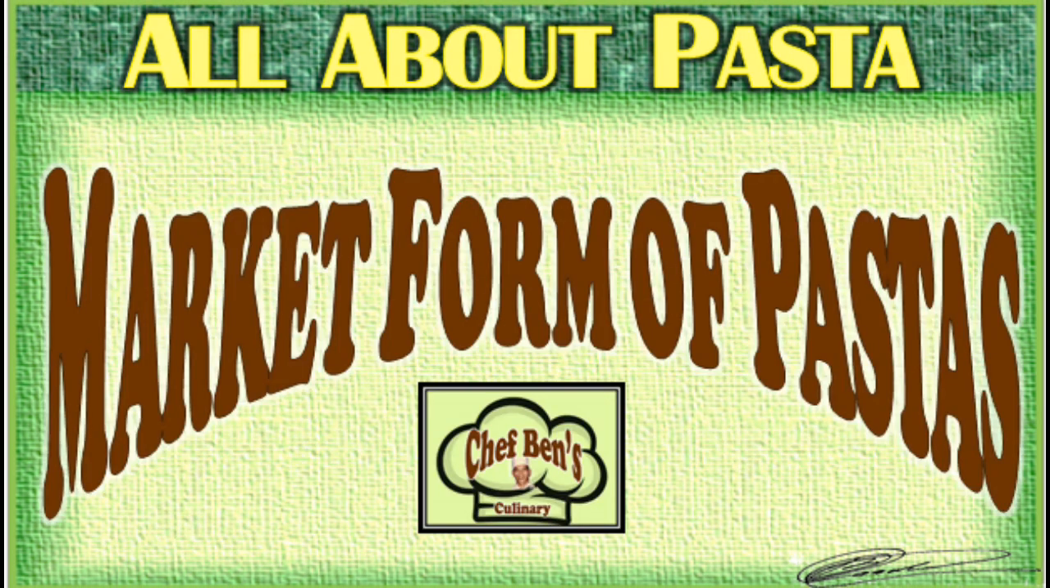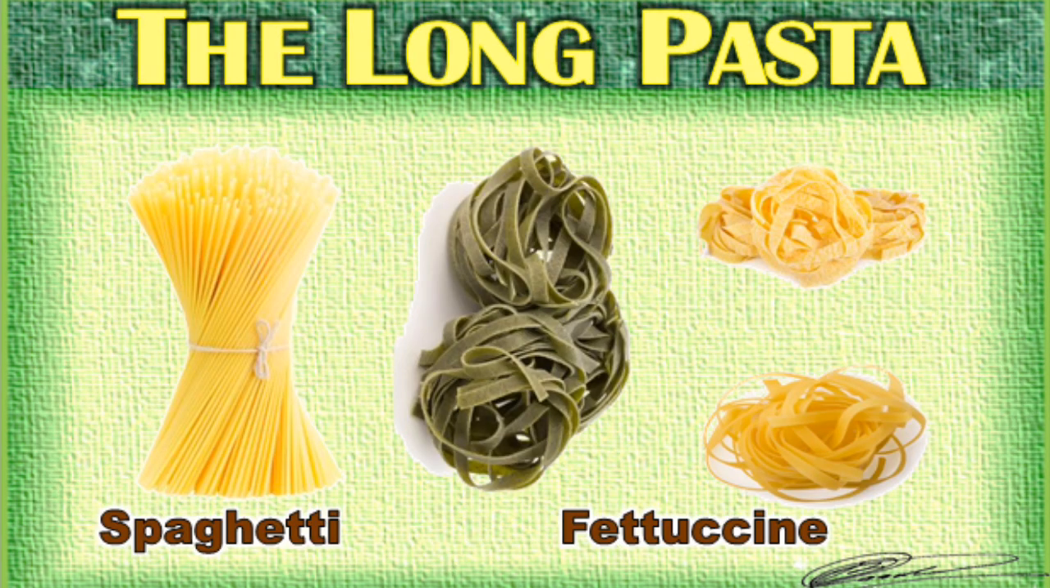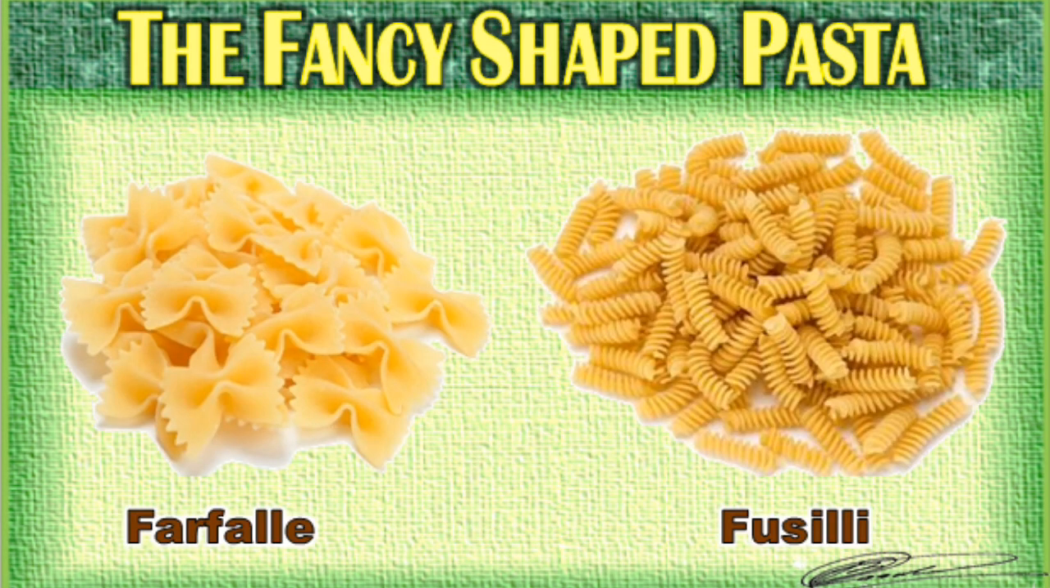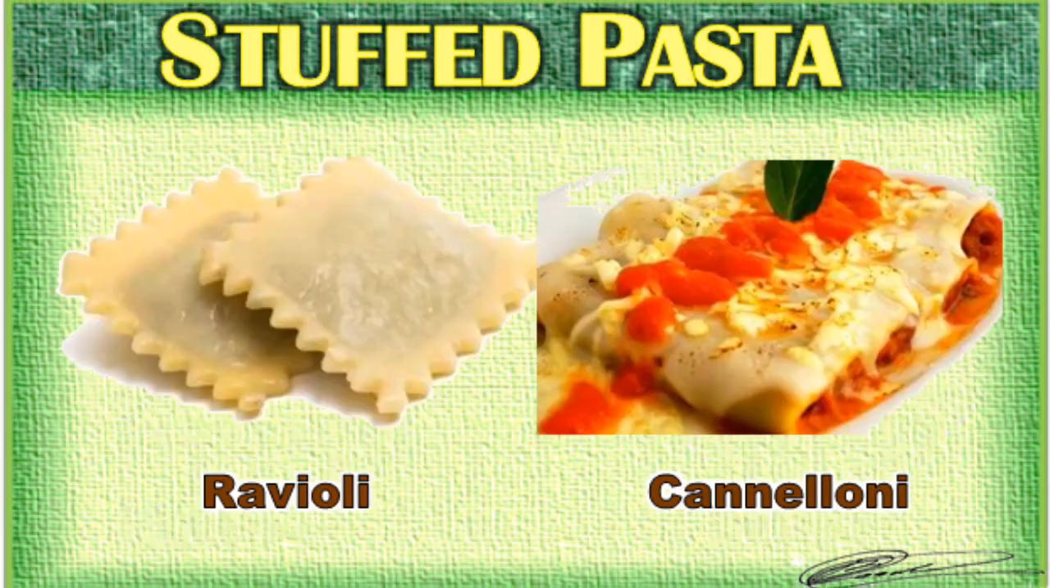Now, let's talk about market forms of pasta. There are the long pasta. These are the spaghetti, the fettuccine. And there is also hollow pasta. And these are the macaroni, the rigatoni, and the penne. Those are best examples. We also have some fancy shaped pastas, like the farfalle or the bow shape, and the fusilli, the twist. And we also have stuffed pasta. These are the ravioli and the cannelloni.